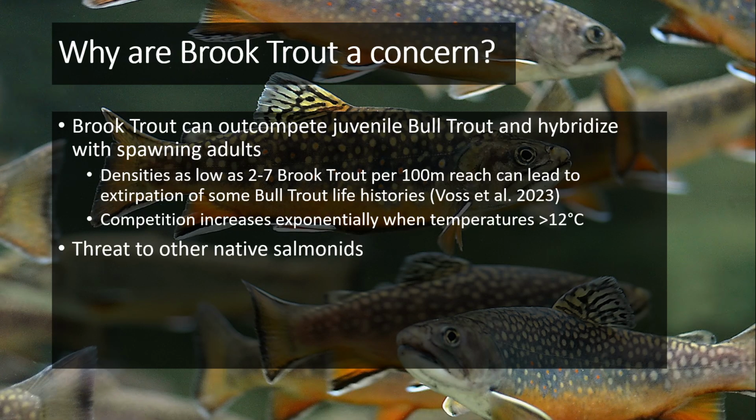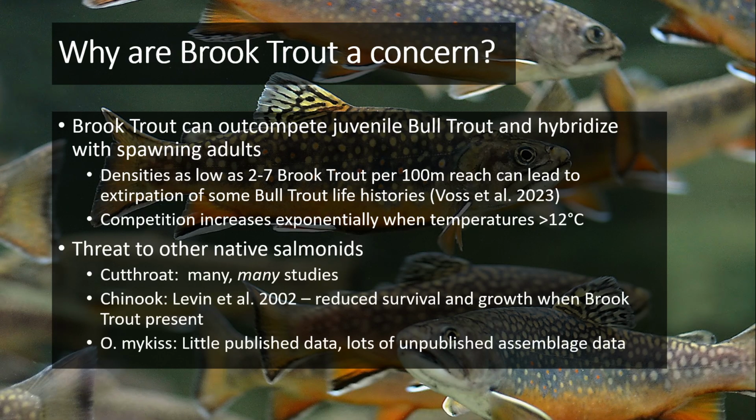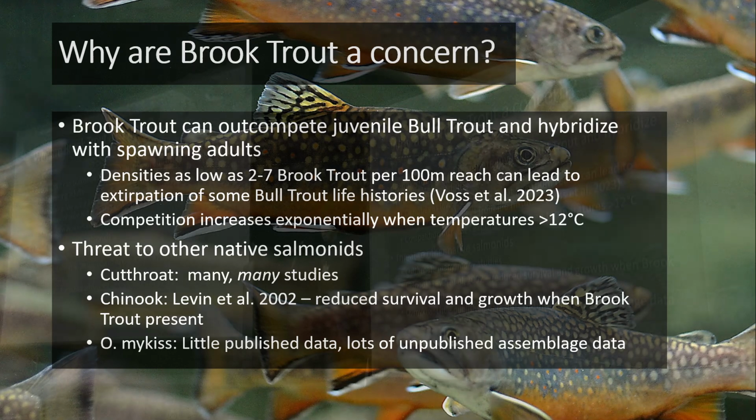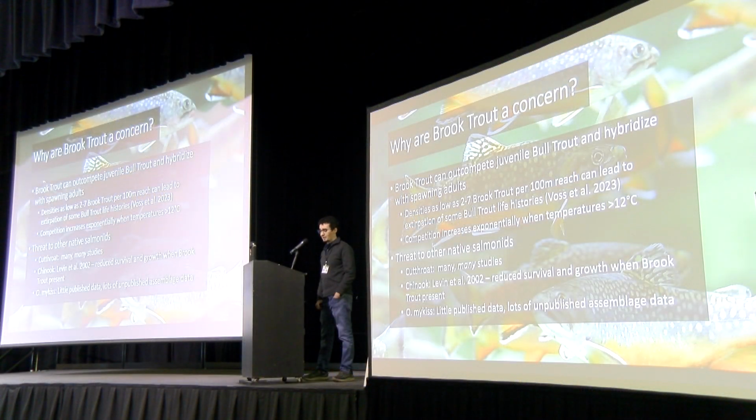But brook trout aren't just a concern for bull trout. They're also a concern for other native salmonids. For cutthroat, there's just a wealth of data that shows that brook trout can outcompete cutthroat within their native range. If you're interested in that, just a quick Google Scholar search will bring you more than you'll have time to read in a day.